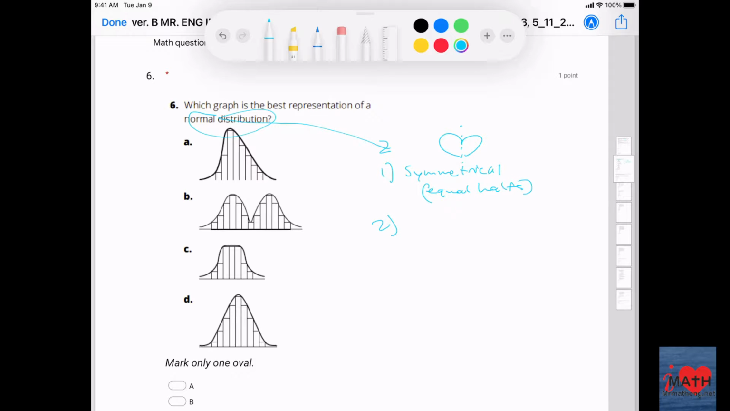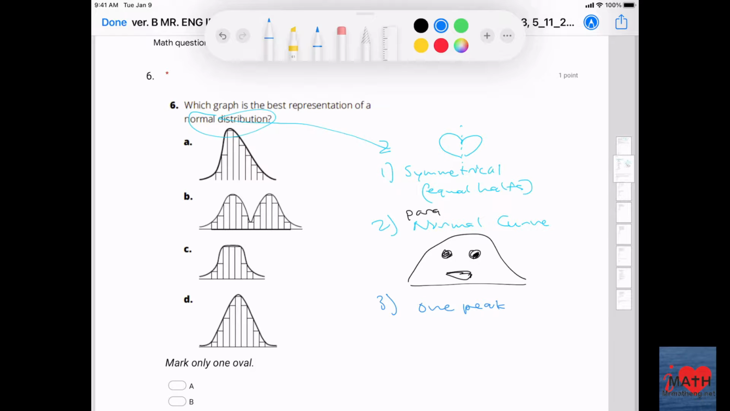You know, think of a heart. Symmetrical. Number two, it's called a normal curve. Or we've been talking about the paranormal, right? Like that ghost. Looks more like a blob. And the third thing is that there's only one peak.